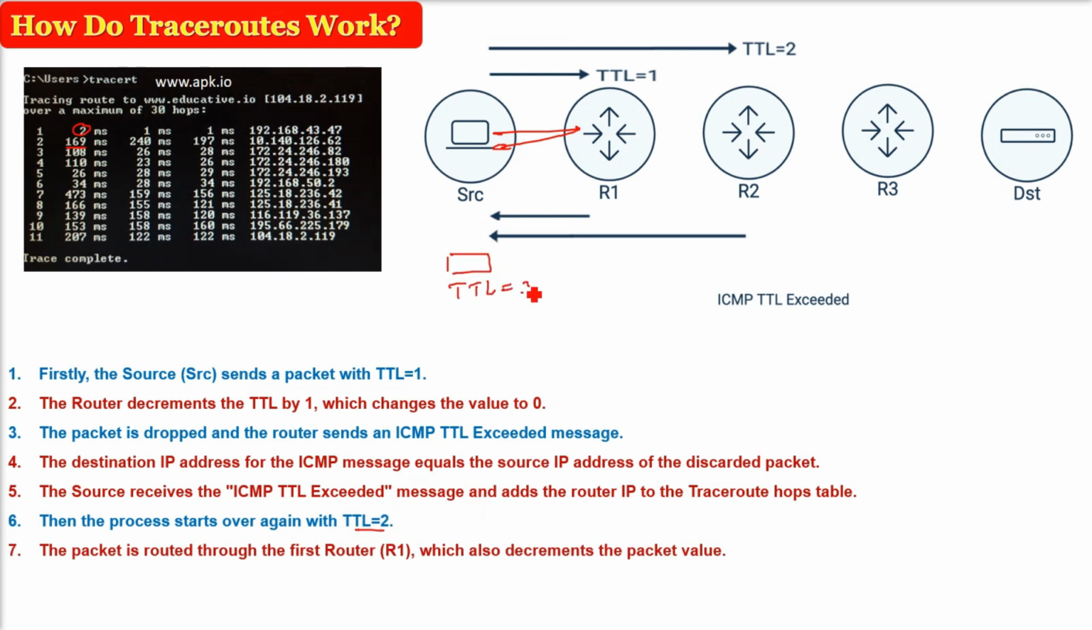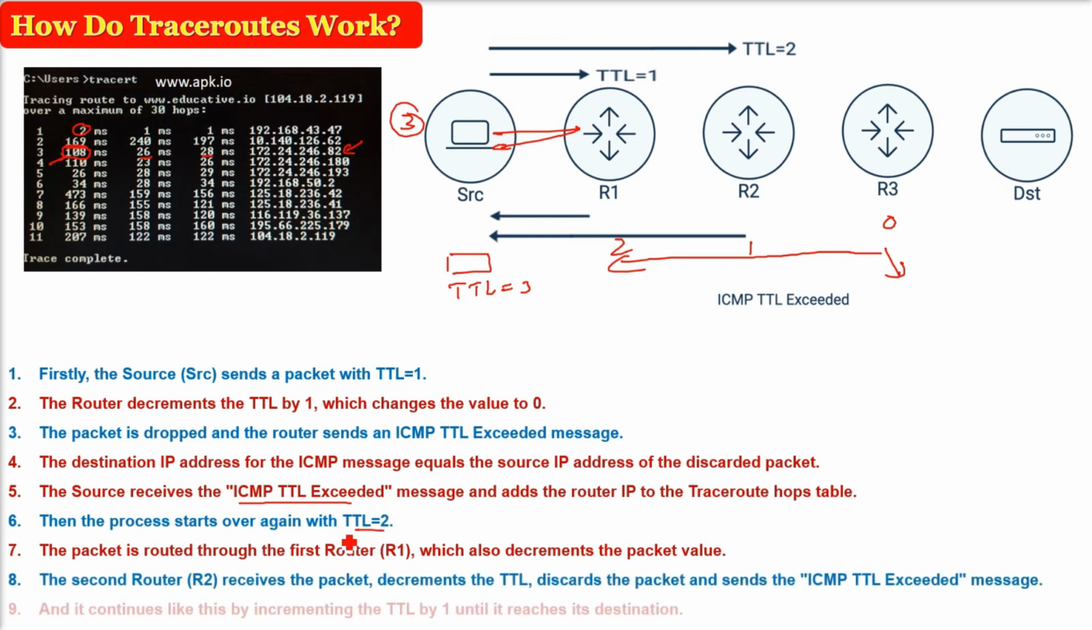The packet is routed through the first router, which also decrements the TTL value, and it keeps on like this. For TTL 3 the reply will come back from R3, for TTL 4 it will come from R4, and ultimately it will reach the destination. All these serial numbers 1, 2, 3 that you see are the number of hops. The next 3 columns are the round trip times for the 3 packets sent to each in-between router, where the packet is discarded because of the TTL, and the IP address is in the last column.